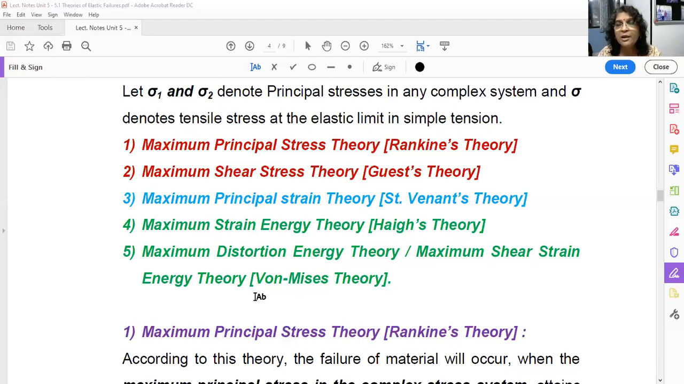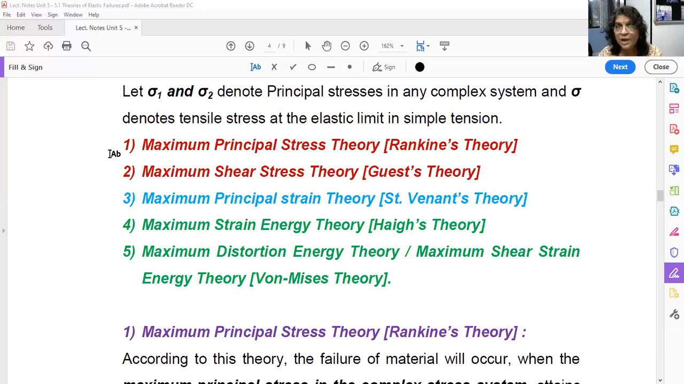Okay, it is also known by a scientist's name, von Mises theory. This theory is very much required when you work on computer aided design. This theory is generally used there. In this theory, it is assumed that the material is going to fail due to maximum shear strain energy.